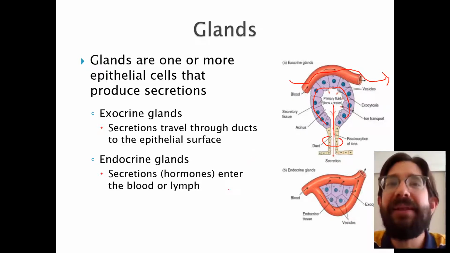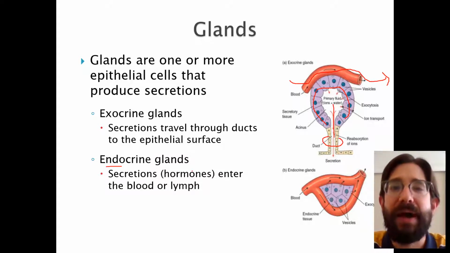That's different from an endocrine gland where everything stays within the body. Endocrine glands make hormones that go into the blood. There's no duct necessary. Here you can see a cluster of endocrine cells. They are both receiving nutrition from the blood to make this hormone product, and they're dumping the hormone directly into the blood.